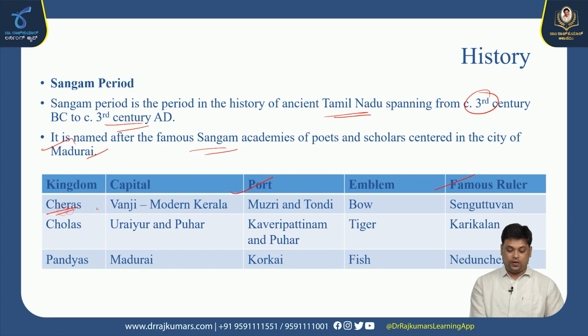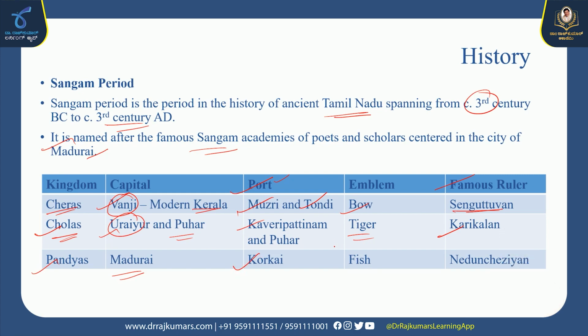Cheras: the capital city is Vanji, in the modern state of Kerala. Musiri and Tondi are two important port cities, the bow is their emblem, and Cheran Senguttuvan is the popular ruler. Cholas: Uraiyur and Puhar. Puhar, also Kaveripattinam, is the port area, Uraiyur is the capital city, the tiger is the emblem, and Karikala Cholan is the most popular one. Pandyas ruled over Madurai. Madurai is the capital city and Korkai is their port city. Fish is their emblem, and Pandyan Nedunchezhiyan is the most popular ruler of the Pandyas.